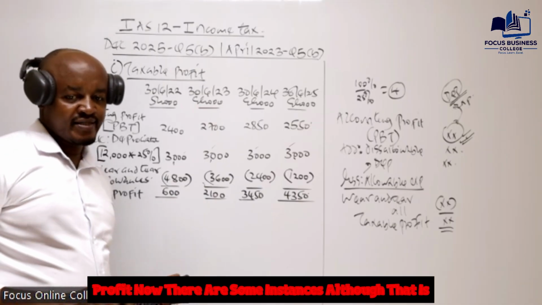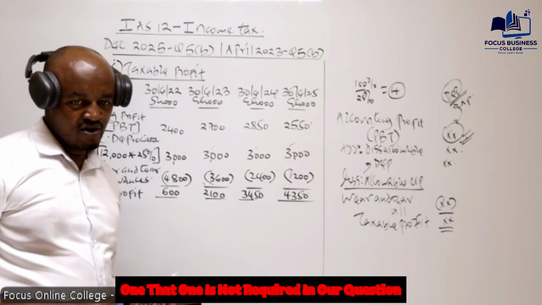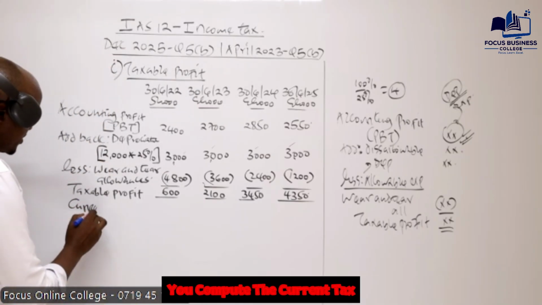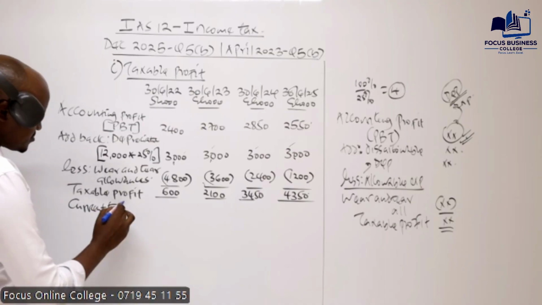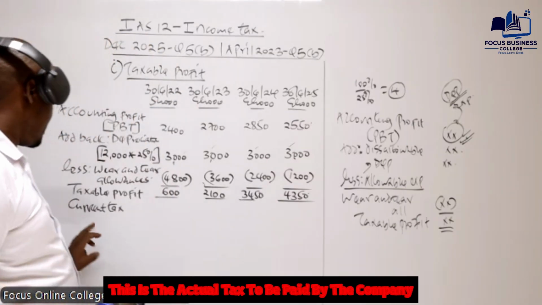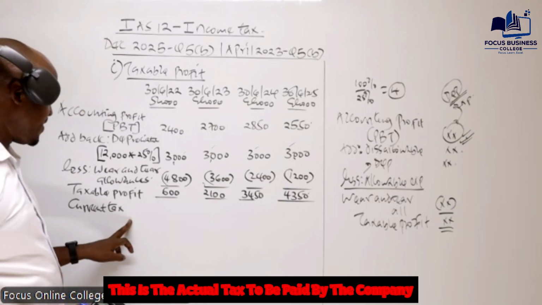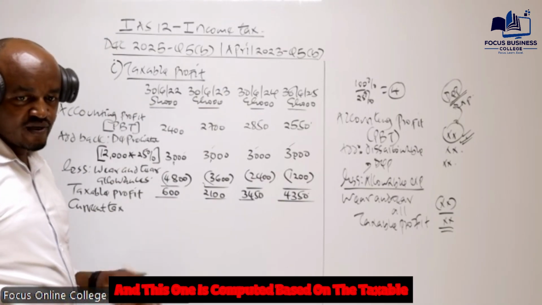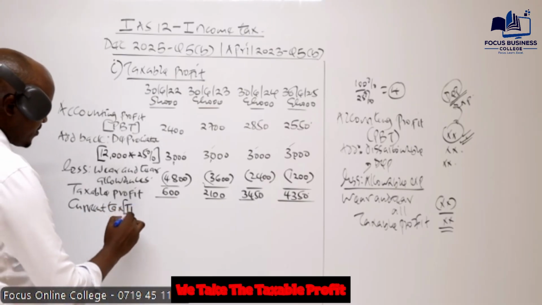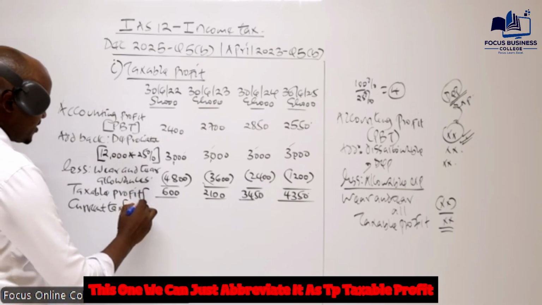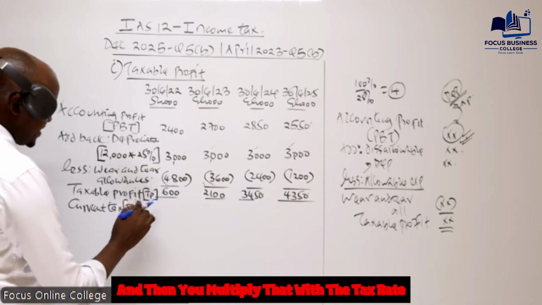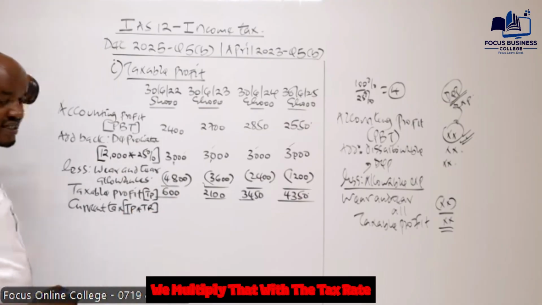Now there are some instances, although that one is not required in our question, whereby you may be required by the examiner to compute the current tax. Remember, the current tax is the actual tax to be paid by the company, and this one is computed based on the taxable profit. So we take the taxable profit, abbreviated as TP, and multiply that with the tax rate.